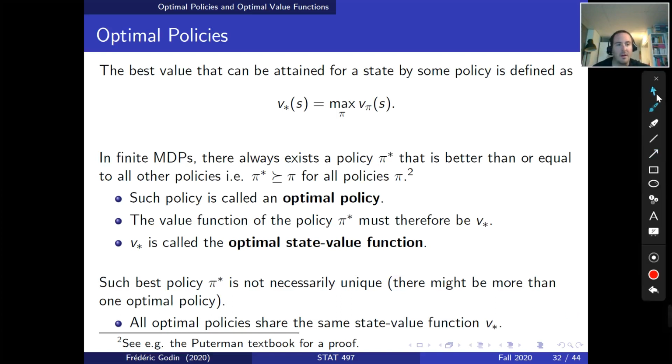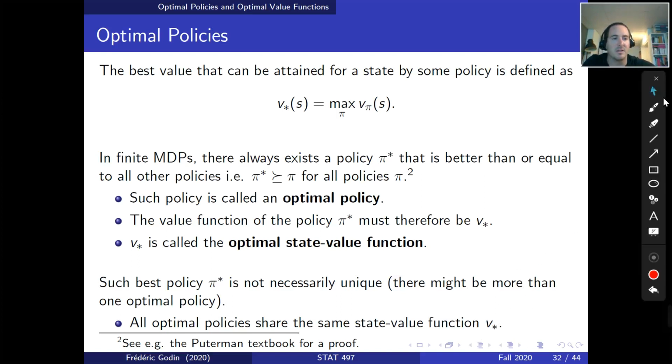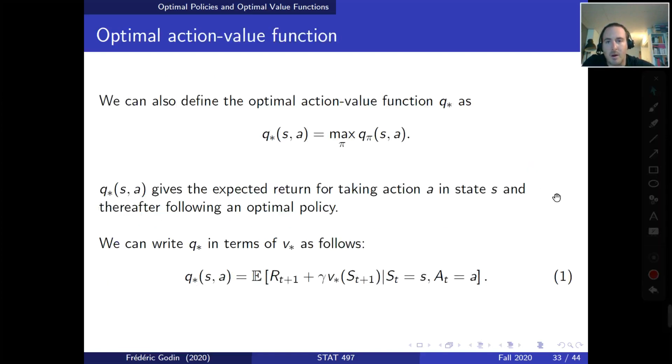Furthermore, if there is more than one optimal policy, it can be shown that all these optimal policies share the same value function, which is v star. So there's only one possible v star, which is the optimal state value function, but policies which have this v star as their value function are not necessarily unique. Sometimes there might be more than one policy whose value function is v star.